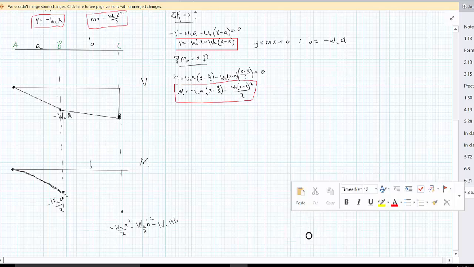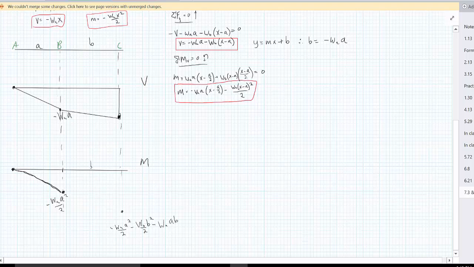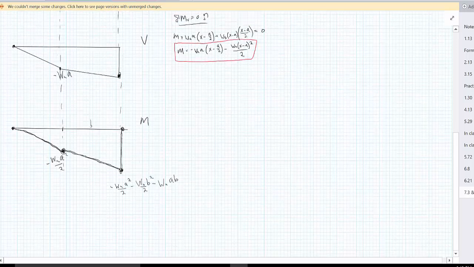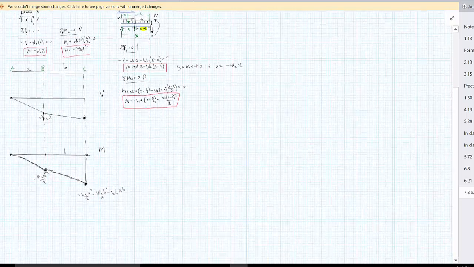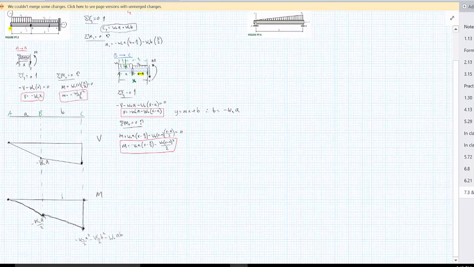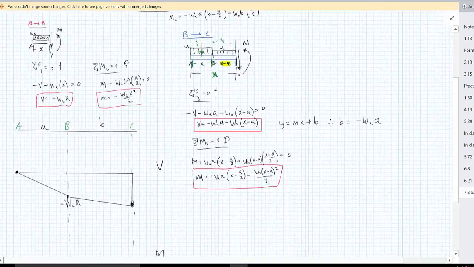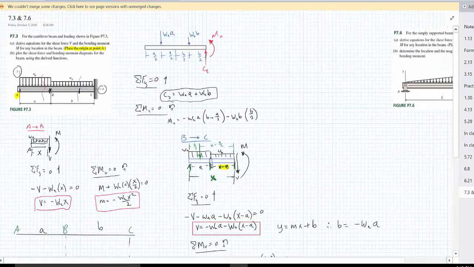And because there's a square in this function, this is also parabolic, but it's a larger value, so the arc isn't going to be as pronounced. Let's see if I can do this one better. Not really. Well, that one's supposed to be curved too. And this is the final solution. So we drew our shear and moment diagrams off of the equations that we derived for this problem.